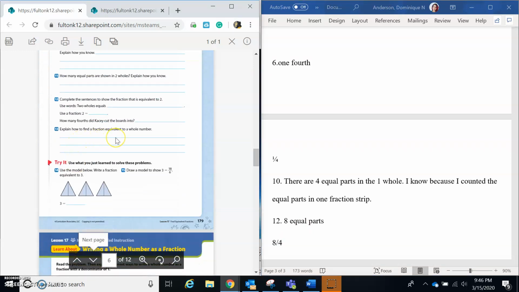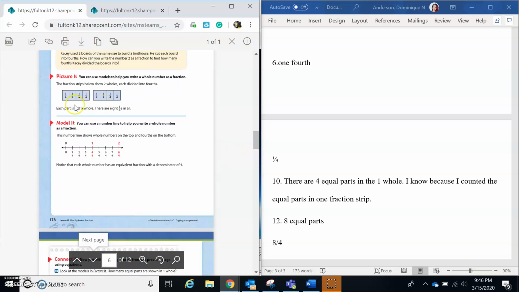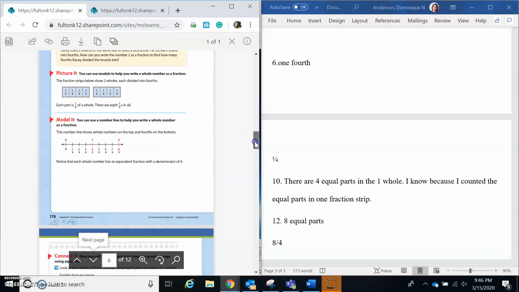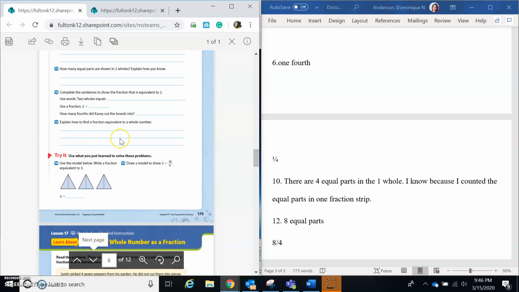Explain how to find a fraction equivalent to a whole number. So there were 2 ways. You could have drawn a model, or you could have drawn a number line. I want you to use your own words to explain to me how to find a fraction equivalent to a whole number based off of what we've done so far.